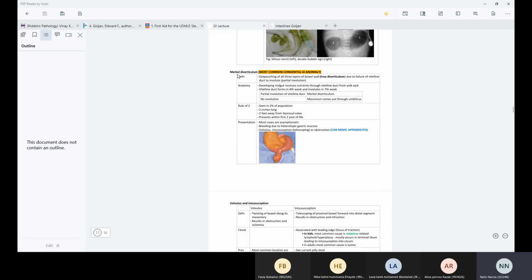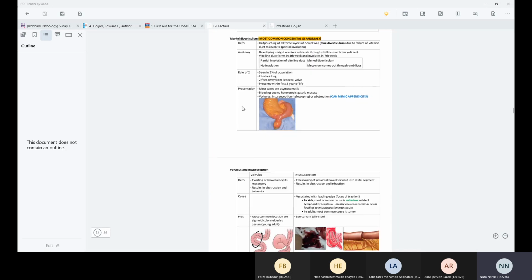Meckel diverticulum. Here comes a comparison between Zenker and Meckel diverticulum. One is true, another is false. You will read it. Pathogenesis and stuff. Rule of two.